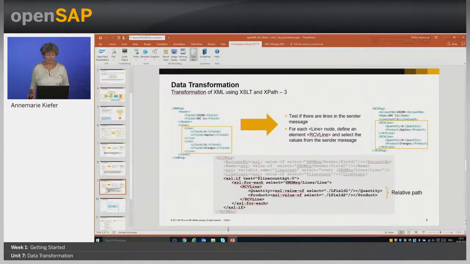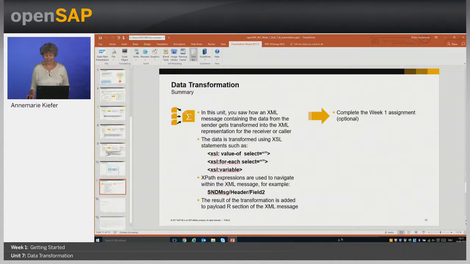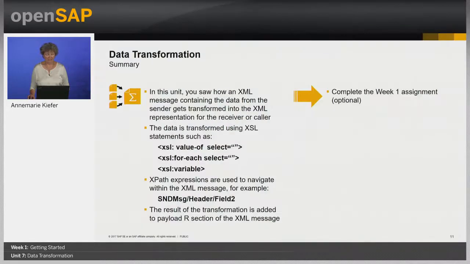So let us go back to our presentation. Here is a summary of this unit. The data in the XML message that the integration framework processes is transformed using XSL statements, such as, for example, XSL value of select for extracting the value from an element, XSL for each select for navigating nodes in the XML message, or XSL variable for defining a variable. XPath expressions are used to navigate through the sections and nodes in the XML message. At runtime, a new section is created in the XML message in the section R with the transformed data.